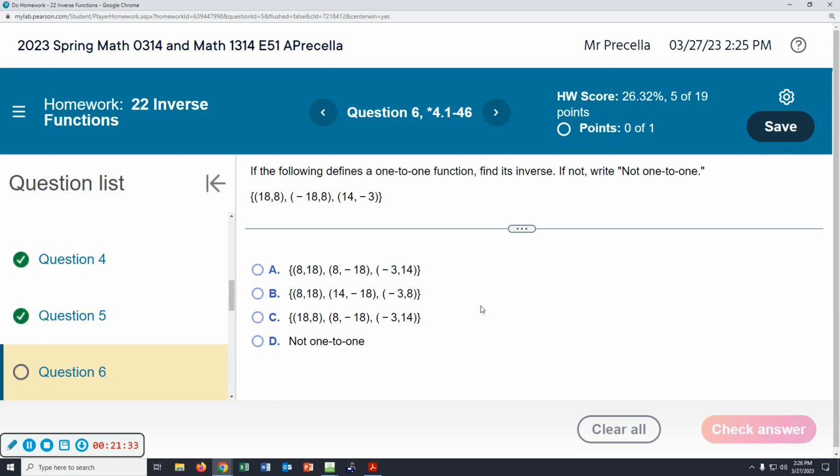Okay. If the function defines a one-to-one function, find its inverse. If not, write not one-to-one. It's not one-to-one. I'm going to write this one down, okay? Just for the sake, I want you to have this in your notes. Here's the function. I've got to give it a name. I'm going to name it f.